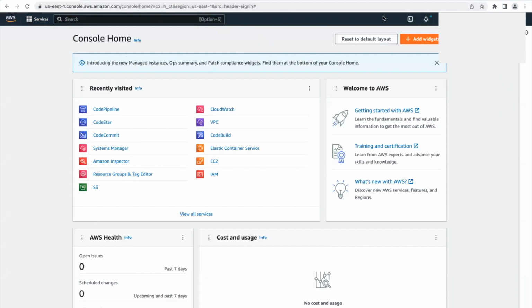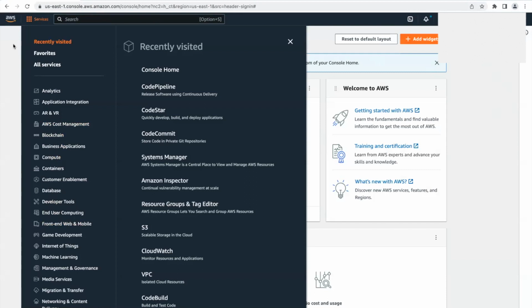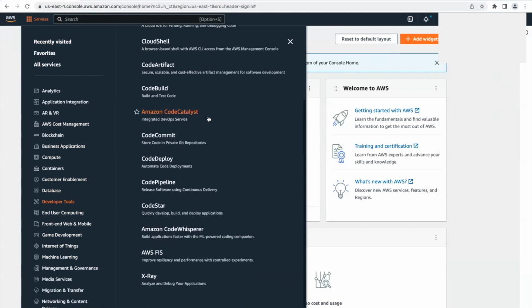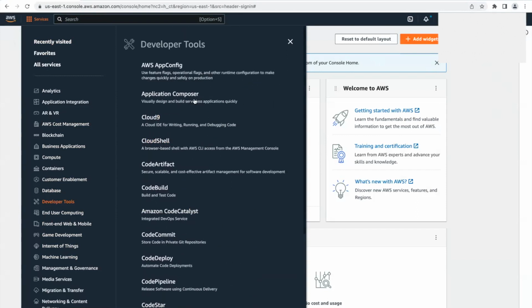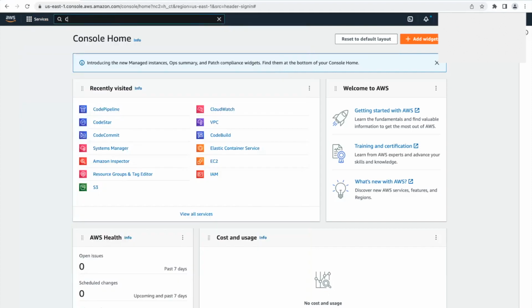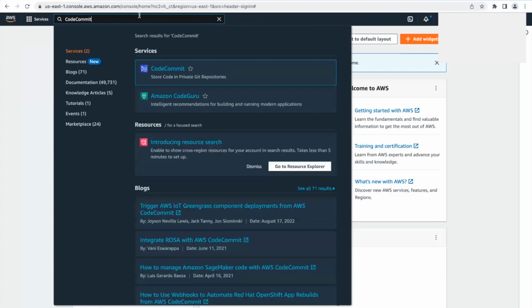When you log in, anything can appear here because I'm not new. But you can go to the services, always on the left side. Click there, and here are the developer tools. Just click all the tools that are required for DevOps, and they will come here under developer tools. So I'm talking about CodeCommit here. But otherwise, there is another way. You can search, just type CodeCommit. You see here, this is CodeCommit. So you can click on that.